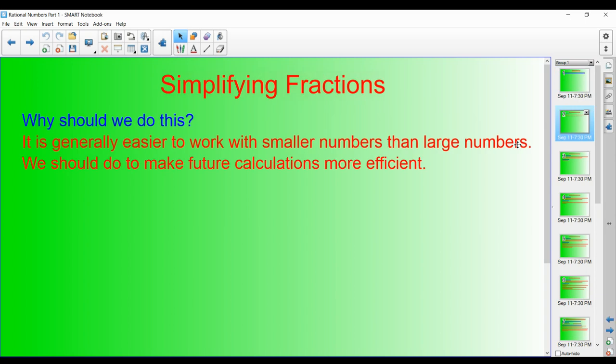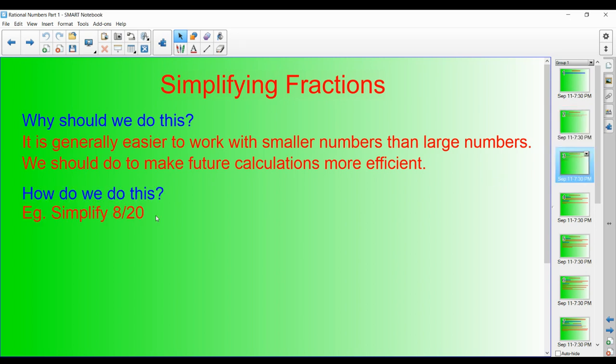So the first thing we're going to talk about is simplifying fractions. So why should we do this? It generally makes the numbers smaller, easier to work with. It does not make the answer better, but sometimes the directions ask us to do that. And so we have to understand if the directions ask us to simplify, we have to simplify. And sometimes we just want to simplify because it's going to make future steps nicer.